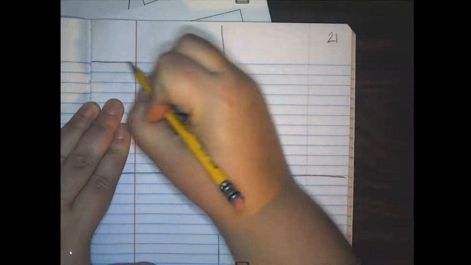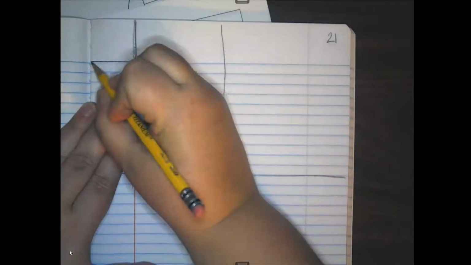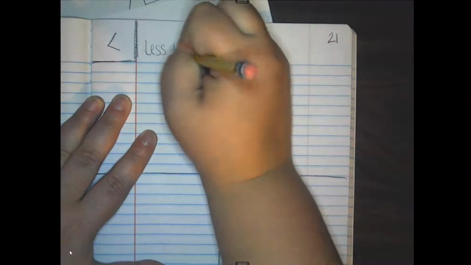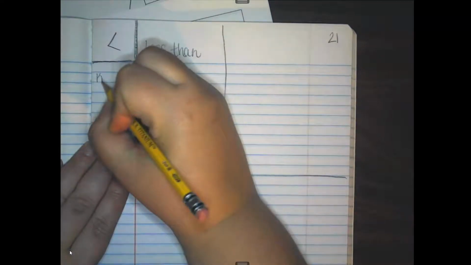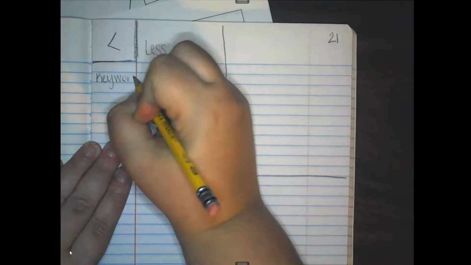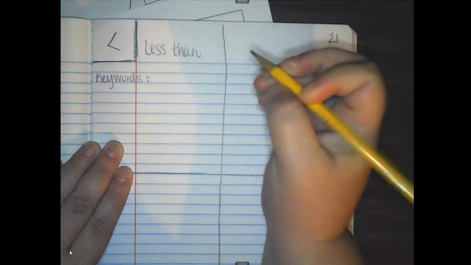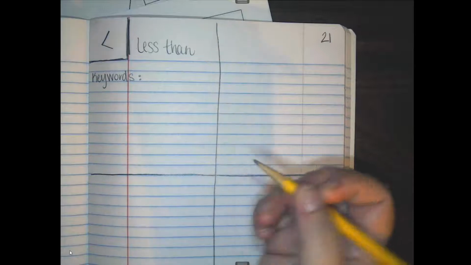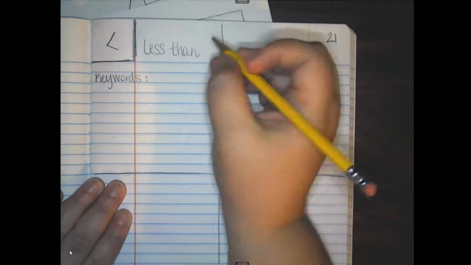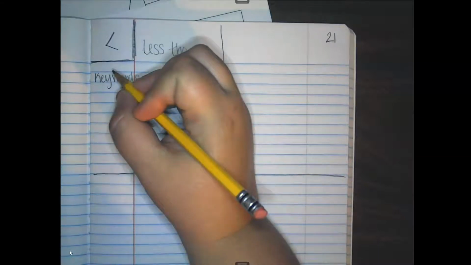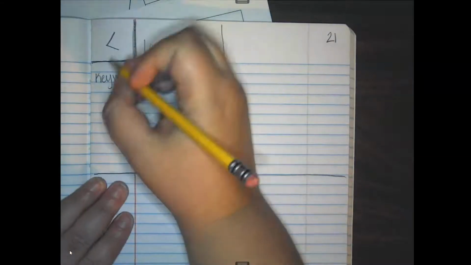And we're going to start in the top left corner, and in that top left corner, I'm going to draw a box. And I'm going to put this symbol. And we're going to write right here, this is a less than. So, right below it, we're going to put keywords. Alright, so some keywords for our less than is, of course, less than, but you can also see it as smaller than.